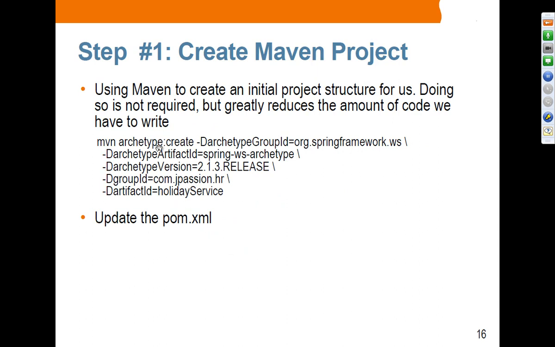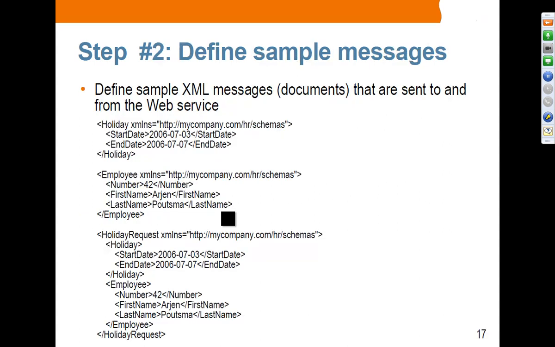So here, Maven archetype and create, with group ID, artifact ID, and version. The group is like com.jpassion.hr, and then the artifact ID is holiday service. And then you can update the pom.xml file. We'll take a look at what needs to be updated in the pom.xml file.